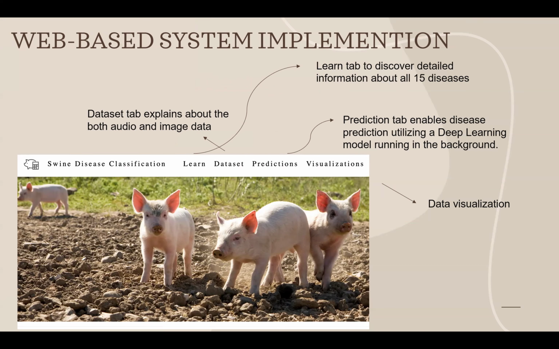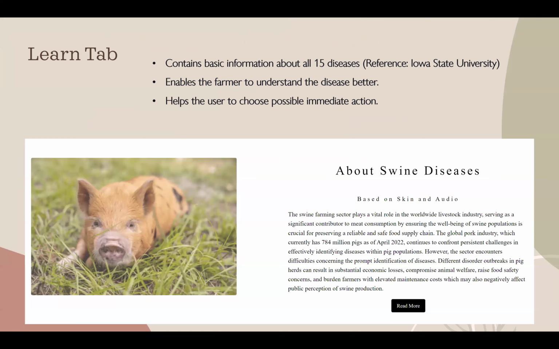As you can see in the picture, our website has four tabs on the navigation bar: the LAN tab, dataset, prediction, and visualization. The LAN tab helps users find detailed information about all 15 diseases, and the dataset tab provides information on both audio and image data. In the prediction tab, the system predicts diseases using efficient models like RNN, CNN, etc. Lastly, we use data visualization to make information easier for people to understand. Next slide, please.